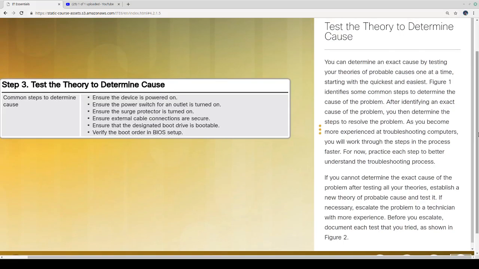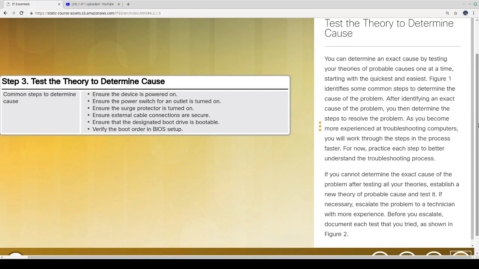So let's find out if they're using the wrong printer. Let's look in and see what printers are using. So here we go. Test theory to determine cause. You can determine an exact cause by testing your theories of probable causes one at a time. So in previous slides, we talked about going over things you think may be causing the problem, and we were supposed to list them, if you remember, in order of the simplest to the most complex, starting with the quickest and easiest.